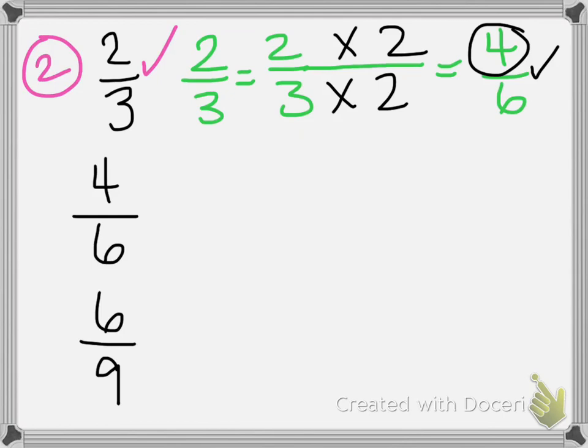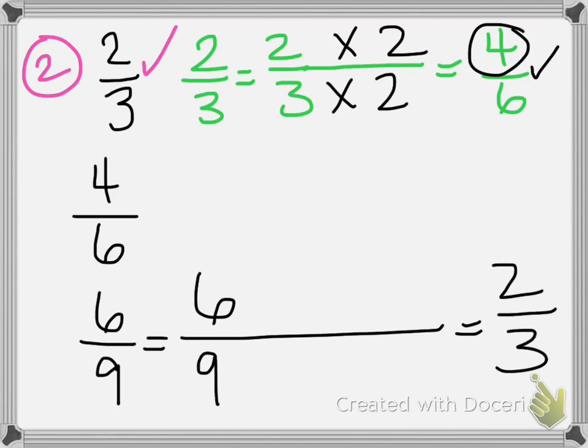Let's check to see if 6/9 is an equivalent fraction for 2/3. So this time I'm just going to do it the opposite way. I'm going to use division. I want to see if it'll equal 2/3. 6 divided by what will give me 2? Well, 6 divided by 3 will give me 2, and if I divide my numerator by 3, I also have to go and divide my denominator by 3, and 9 divided by 3 does equal 3. So these are both equivalent fractions.